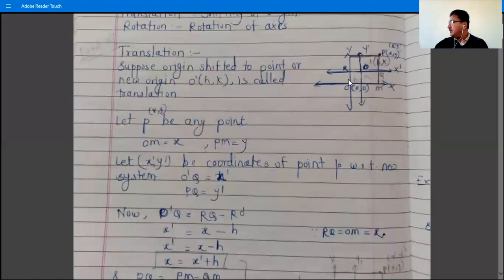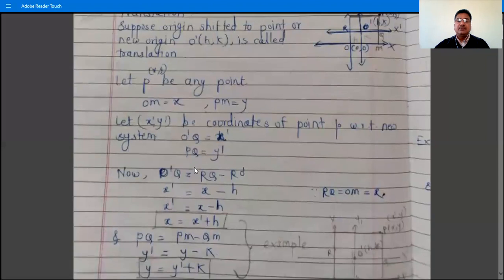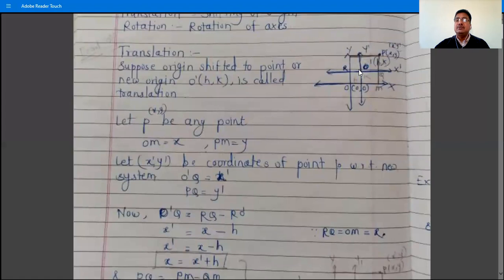That is, after shifting the origin, the coordinates of the same point change. Suppose this point is Q, then this distance O dash Q is x dash, and this distance PQ is y dash. And now what do we have? This O dash Q is OM minus OQ dash. So what is O dash Q? This is O dash to Q. This distance is actually x dash.